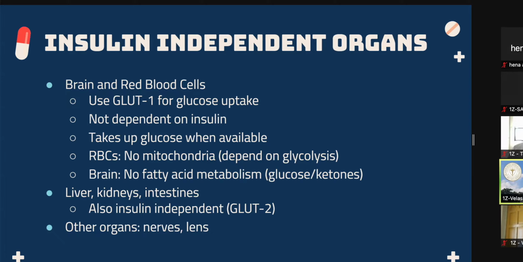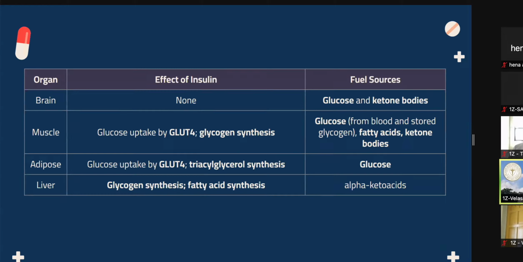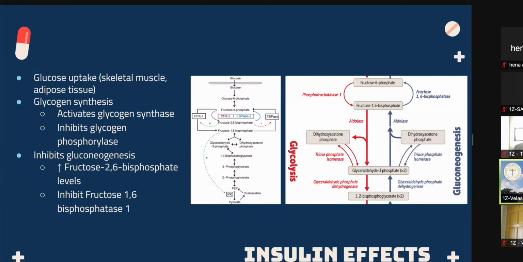And some other insulin-independent organs are liver, kidneys, and intestines. And going even further, even things such as nerves and lenses. Next slide, please. So here's just an overview of the different organs and what they utilize. All right, next slide, please.